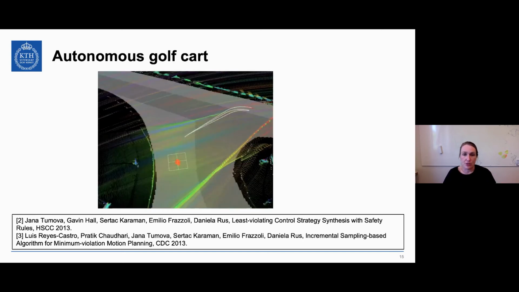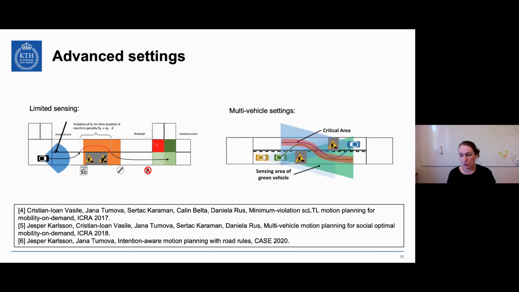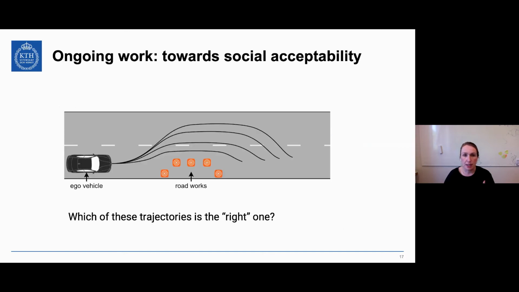Well, and since 2013, we looked into a bunch of other things. We looked into some advanced settings like limited sensing and multi-vehicle settings, either collaborative or competitive, when we have other drivers, and we try to do intention-aware motion planning. We followed up and developed it in a little bit more realistic setup. I would like to spend a few minutes on our ongoing work towards social acceptability, which is sort of an exploratory project.